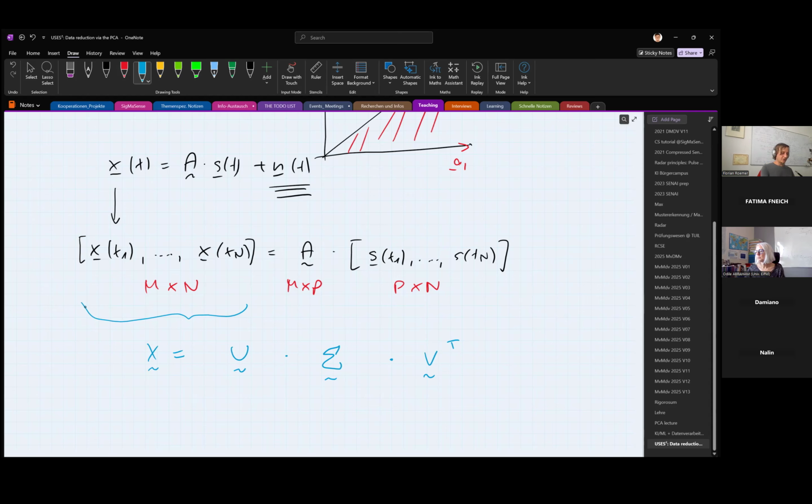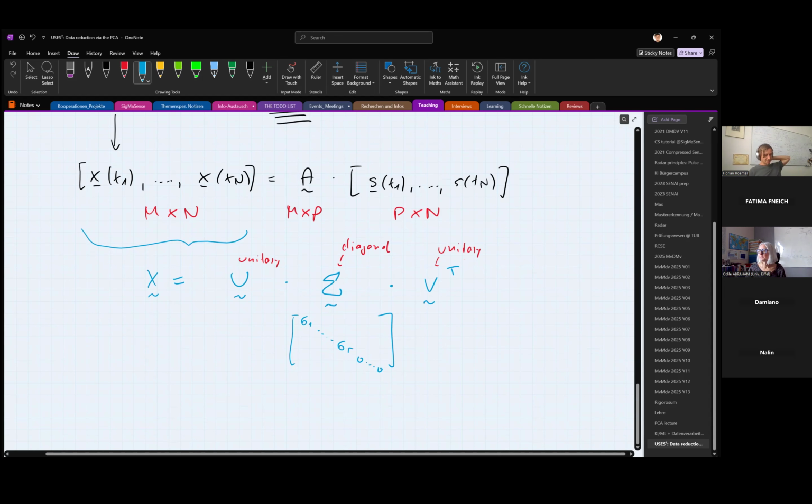Now, this matrix U here is unitary. It means that all the columns are mutually orthogonal and they're all scaled such that they have norm 1. The matrix V is unitary as well. And the matrix sigma is diagonal. And on its main diagonal, it contains singular values, which are real valued and ordered by magnitude. So we have sigma 1 up to sigma r, if r is the rank, and the rest is 0.